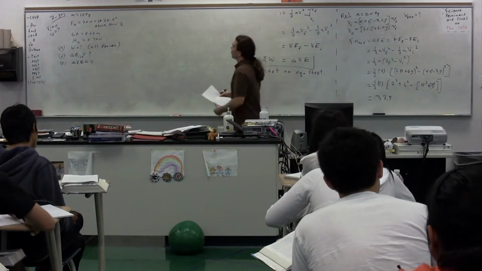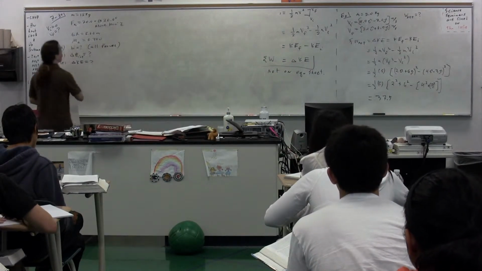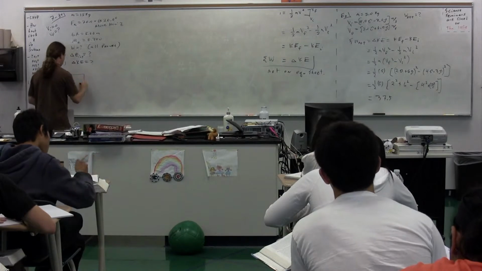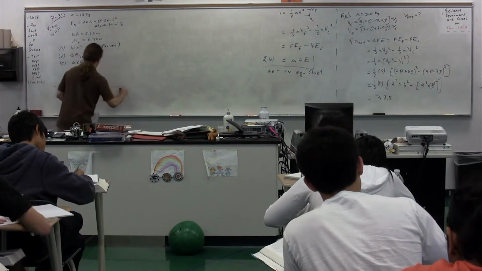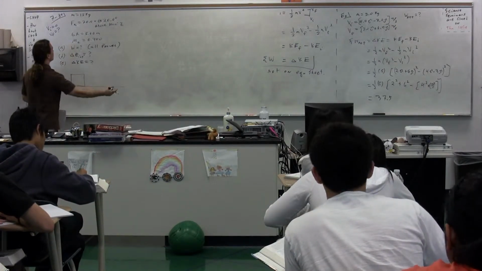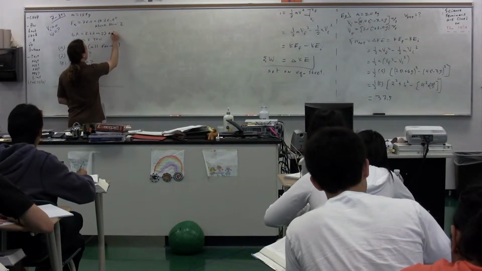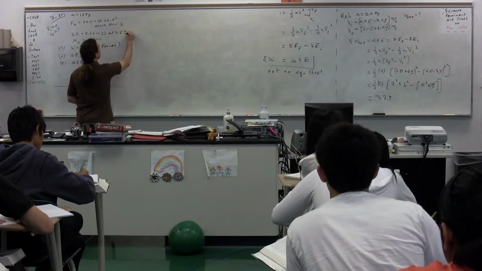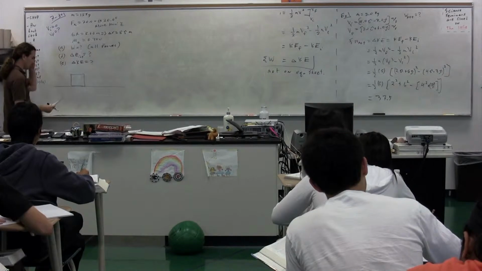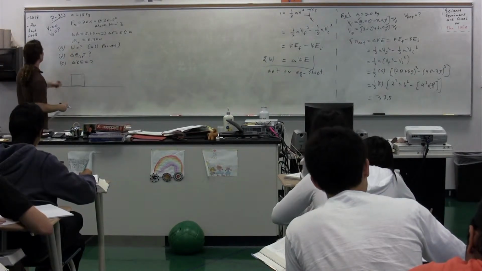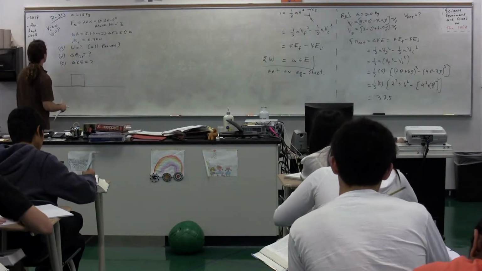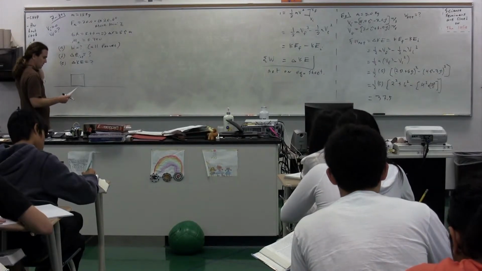Okay, so we have a block. We're applying a force to it. We know it has a displacement to the right, so we'll put delta R equal to 5 i meters. And we're looking for the work done by each individual force.